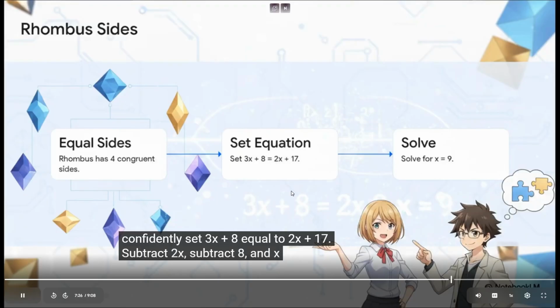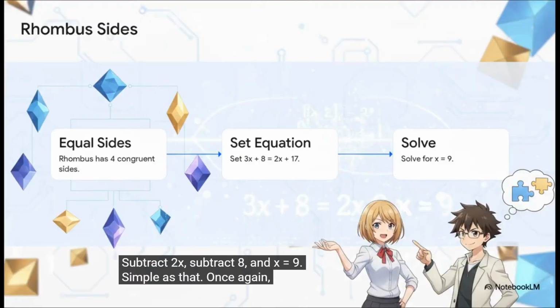Subtract 8 and x equals 9. Simple as that. Once again, knowing the shape's specific identity gives you the exact algebraic formula you need.